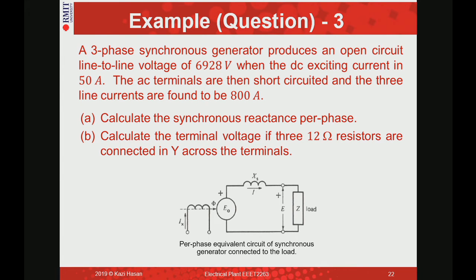A three-phase synchronous generator producing an open circuit line-to-line voltage 6928 volt when the DC exciting current is 50 ampere. The AC terminals are then short-circuited, and the three line currents are found to be 800 ampere. AC terminals are short-circuited. Okay. Calculate the synchronous reactance per phase. And then calculate the terminal voltage if three 12 ohm resistors are connected in Y across the terminals.